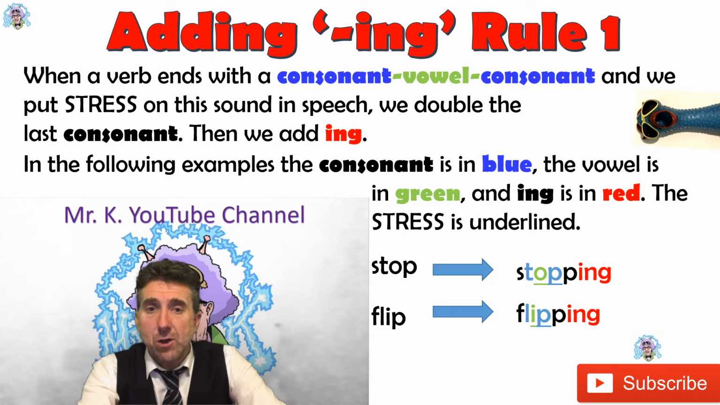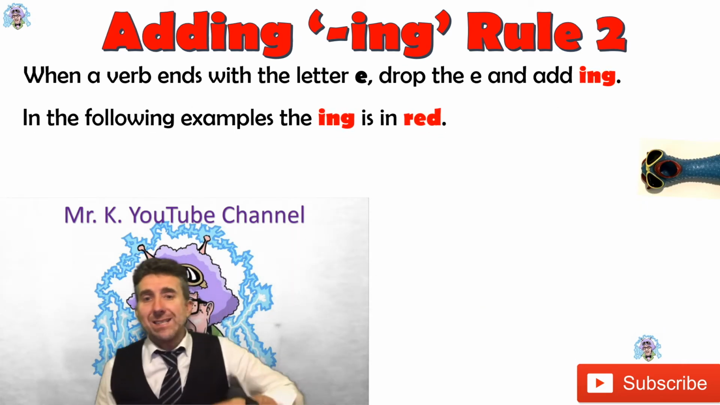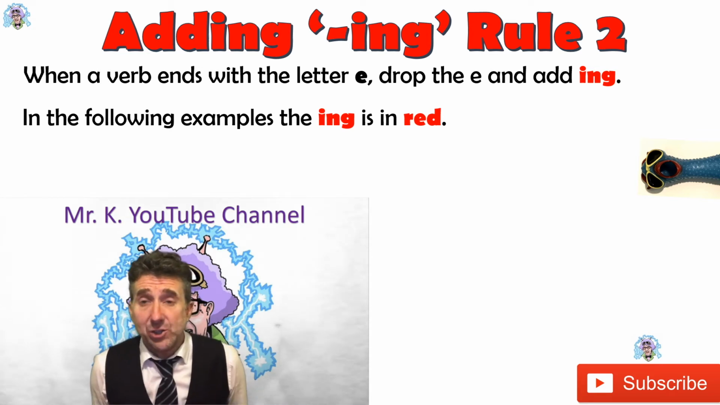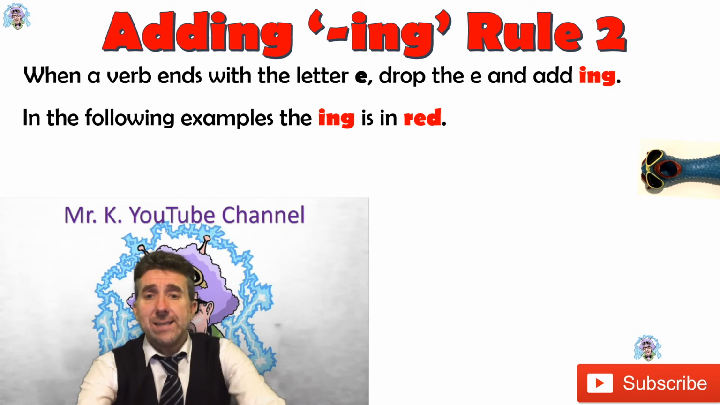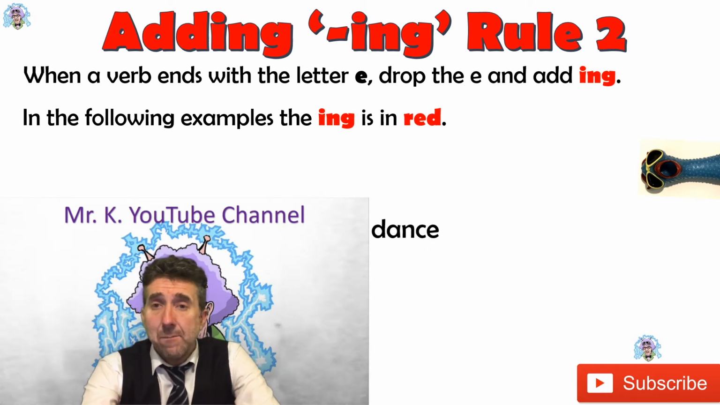Okay, let's go to rule number 2. Rule number 2 is when a verb ends with the letter E, drop the E and just add ing. Now, the example I'm going to give you here is the word dance, ends in an E normally, but if we follow our rule, we drop the E and just add ing. So then it would become DANCING.